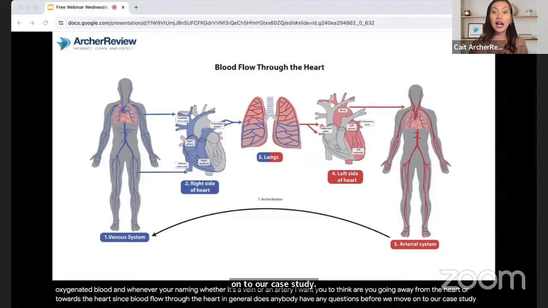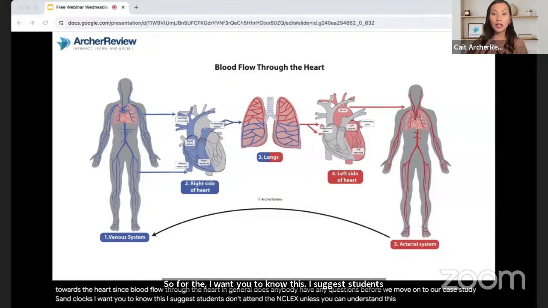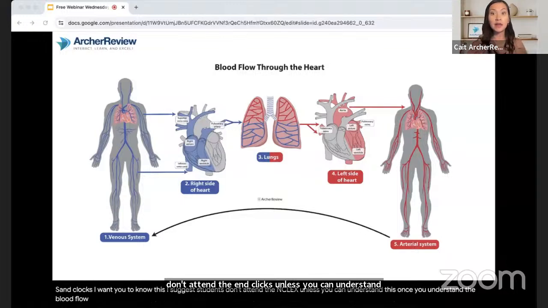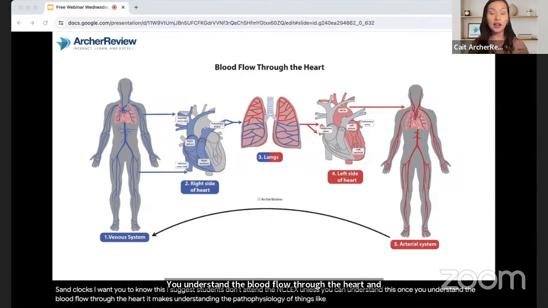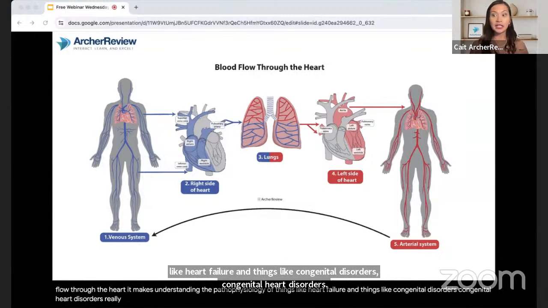So for the NCLEX, I want you to know this. I suggest students don't attempt the NCLEX unless you can understand this. Once you understand the blood flow through the heart, it makes understanding the pathophysiology of things like heart failure and congenital heart disorders really, really easy for you to understand.